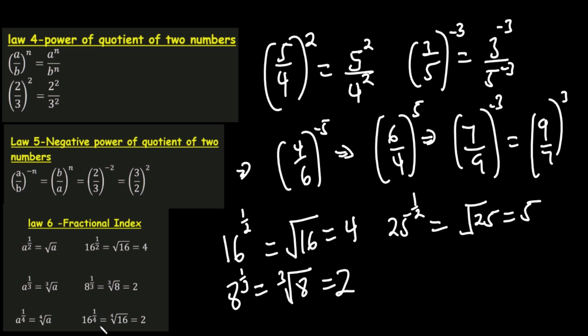And similarly, when any number is raised to the power 1/4, you can write it as the fourth root of that number. So as we see over here, 16 raised to the power 1/4 is equal to the fourth root of 16, which will give you 2. Now, knowing these 6 rules or properties plus the one I first talked about, you can go ahead and solve any question on indices.